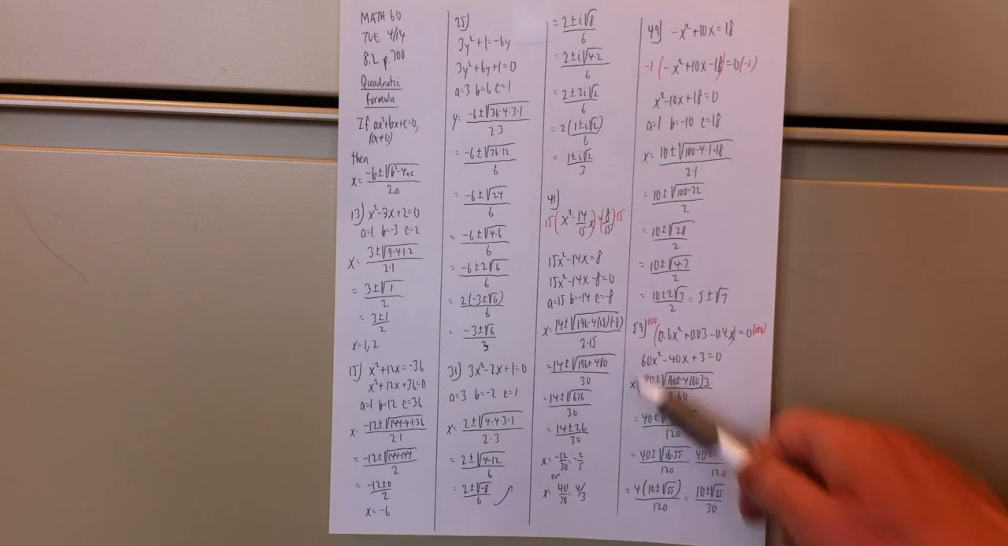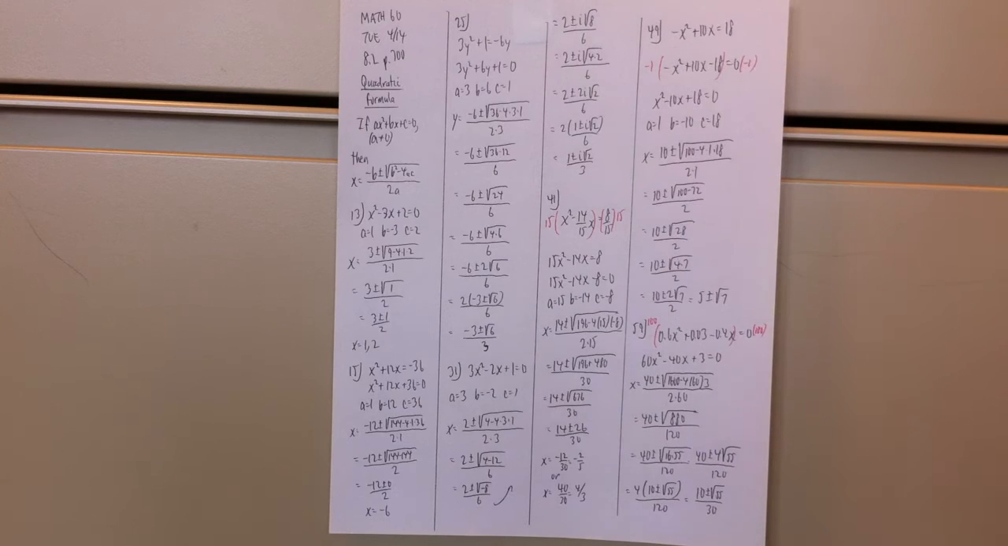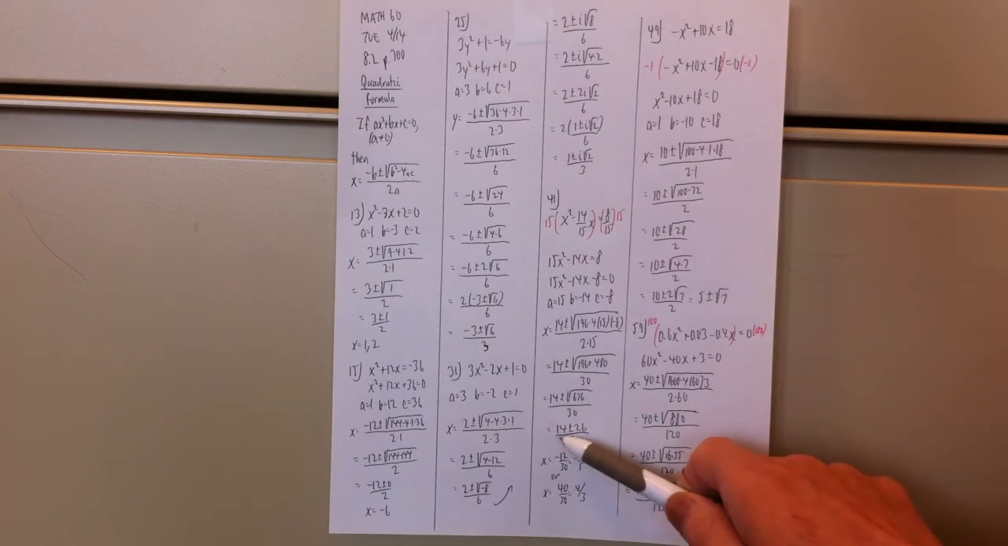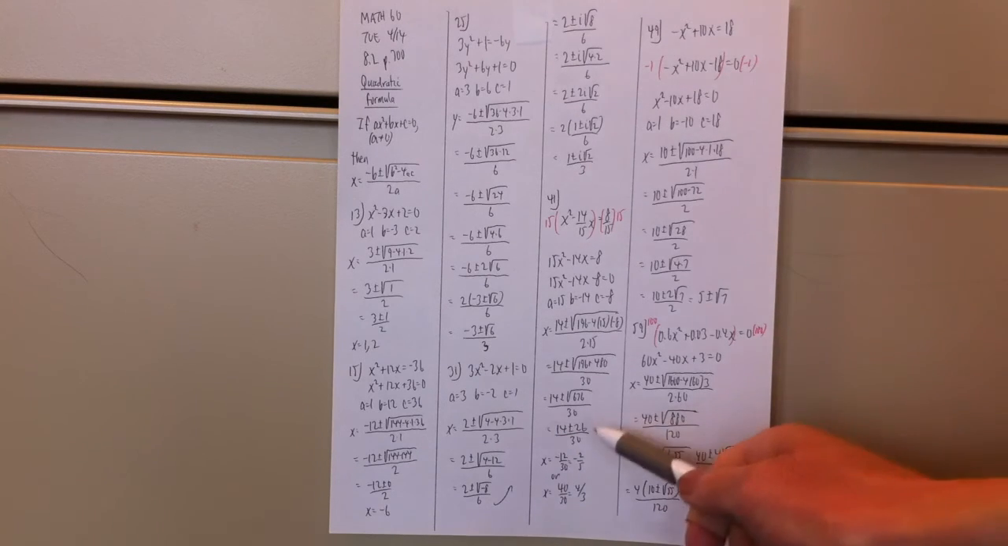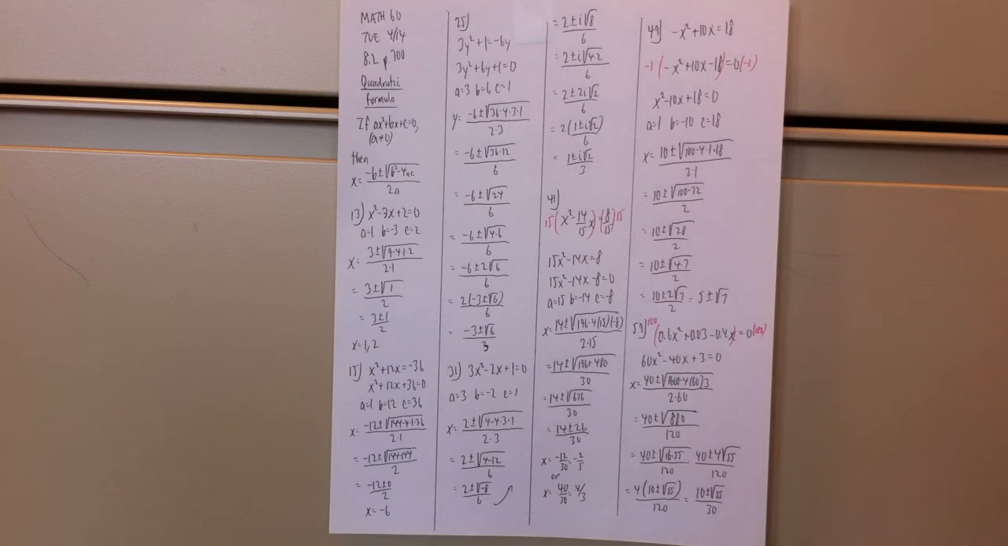And 196 plus 480 comes out to be 676. The square root of 676 is exactly 26. So I have 14 plus or minus 26 all over 30. So when you're getting something like this, nice solutions, you should work them both out.